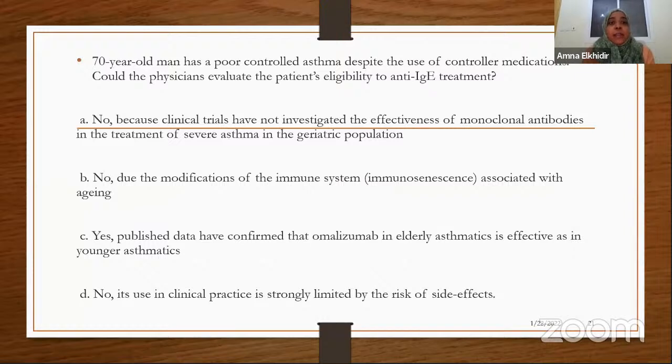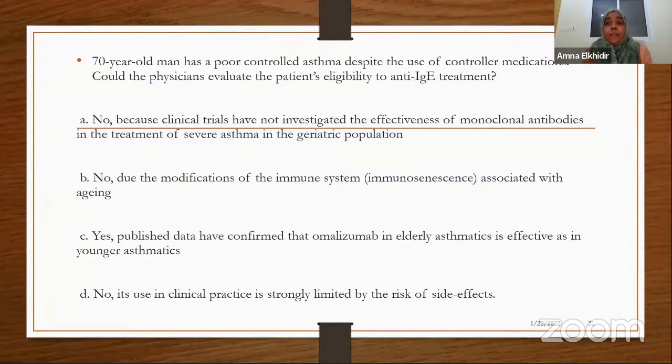Okay, a 70-year-old man has poorly controlled asthma despite use of controller medications, and the physician evaluates the patient's eligibility for anti-IgE treatment. A, no, because clinical trials have not investigated the effectiveness of monoclonal antibodies in the treatment of severe asthma in the geriatric population; B, no, due to modifications of the immune system associated with aging; C, yes, published data have confirmed that omalizumab in elderly asthmatics is as effective as in younger populations; D, no, because its use in clinical practice is strongly limited by the risk of side effects.